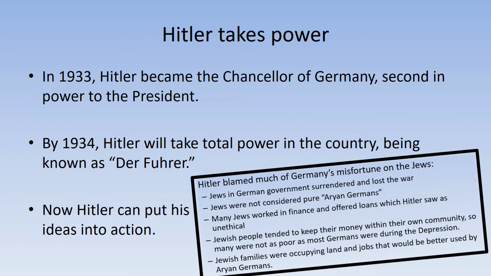In 1933, Hitler is going to become the Chancellor of Germany, and that's second in power only to the president. Now, by 1934, Hitler is going to take full power when President Paul von Hindenburg passes away, and Hitler becomes known as the Fuhrer, which means the undisputed leader. Now, if you remember a few slides ago, we talked about Hitler's views on Jewish people. Well, now he has the opportunity to put this plan into action. He's the sole leader of Germany. Most people in the country are on board with his ideas, and now Hitler has the ability to pass these laws without any opposition.